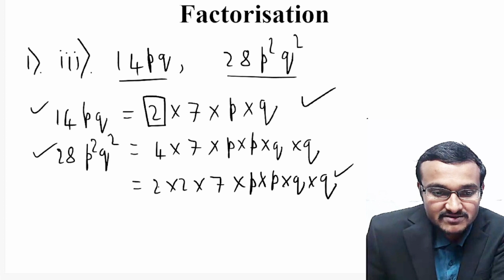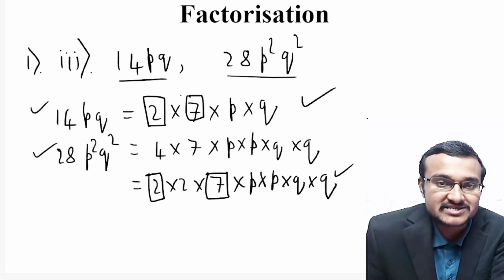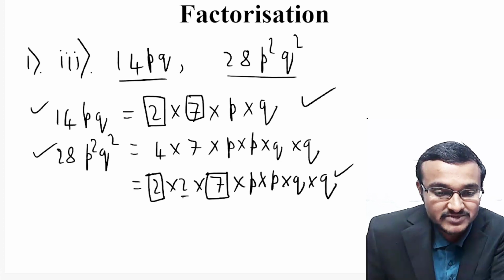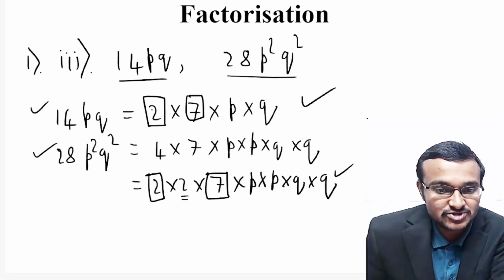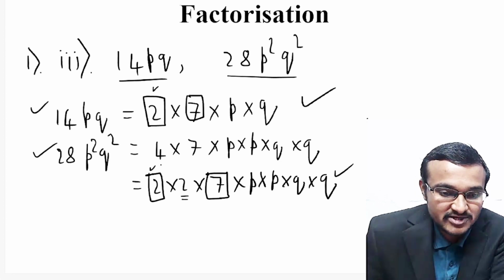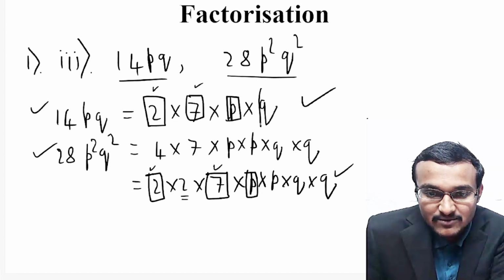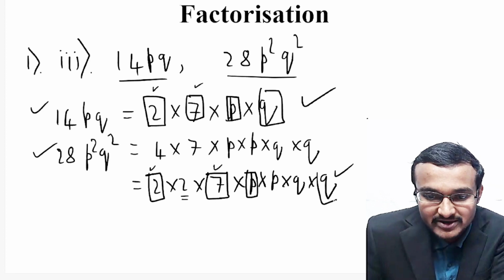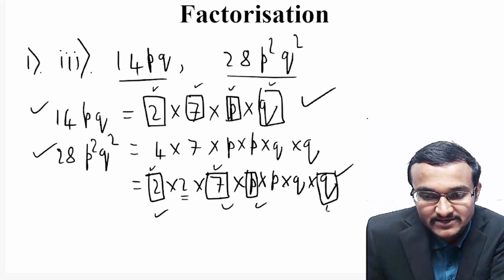Now compare this particular equation and this particular equation, or compare 14pq factors and 28p square q square factors. Here 2 is common, here 2 is common. So 7 and 7 are common here. There is no one more 2 in this 14pq to take common with this 2, so I am not taking this 2. Only this 2 and this 2 are common. 7, 7 is common. 1p is common. 1q is common. So here we are getting 2, 7, p and q. Here also we are getting 2, 7, p and q.